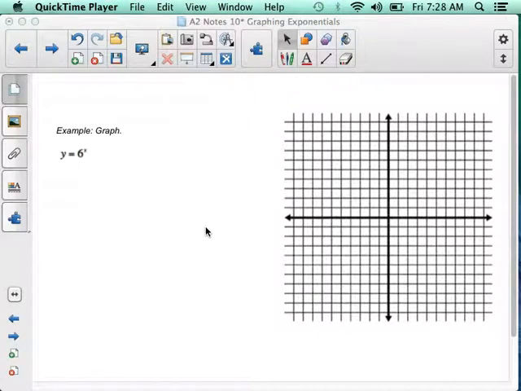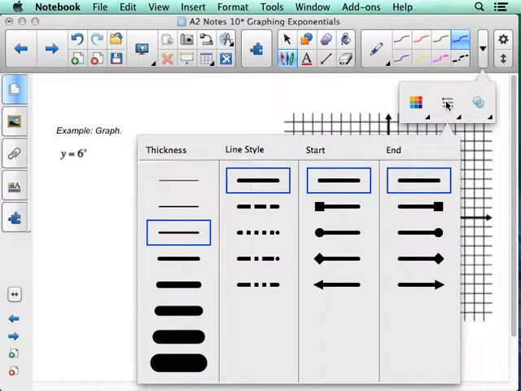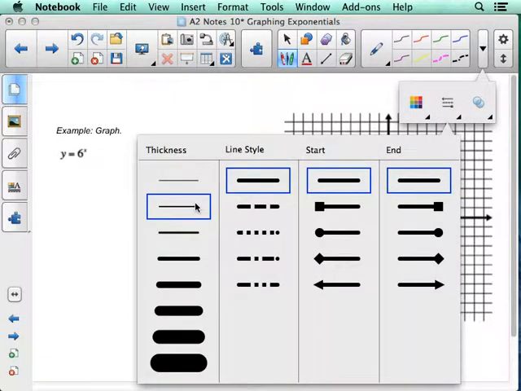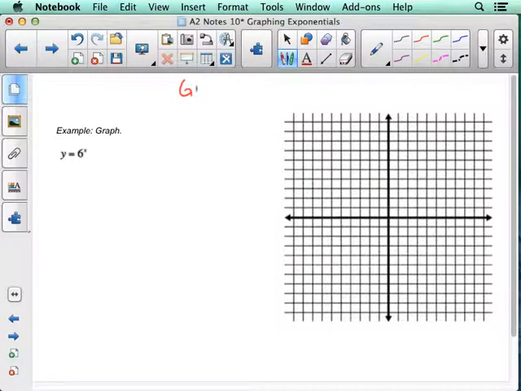Okay, so today we're going to be talking about graphing exponential functions. So we've been looking at properties of exponents and simplifying and radicals. So today we're going to look at a visual here of graphing exponentials.